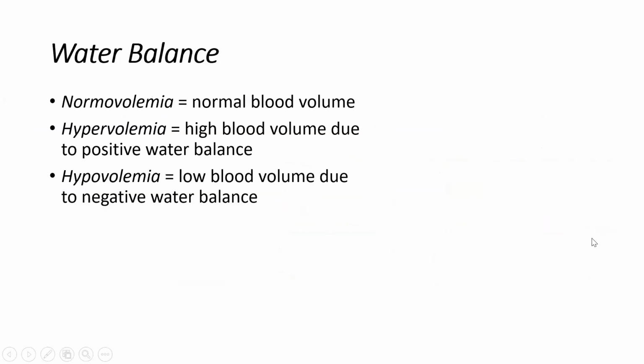And so thinking again about that idea of balance, we can have normal volemia where we have a normal blood volume, with inputs matching outputs exactly. We can have hypervolemia where we have high blood volumes due to positive water balance. This is also synonymous with higher blood pressures. And then we have hypovolemia where we have a low blood volume due to a negative water balance, and that is synonymous with lower blood pressure.